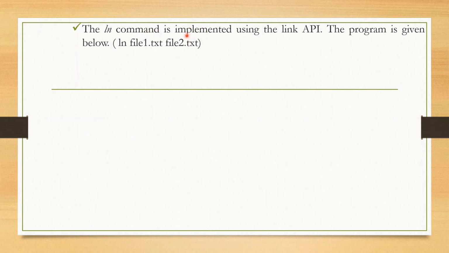Then you consider the command line arguments: if argc is less than 3, then you print the usage string showing what to enter for the source file and the destination file, otherwise return 0. If link(argv[1], argv[2]) is equal to -1, then it shows an error and returns 1, else returns 0. This is simply how to implement the ln command using the link API.